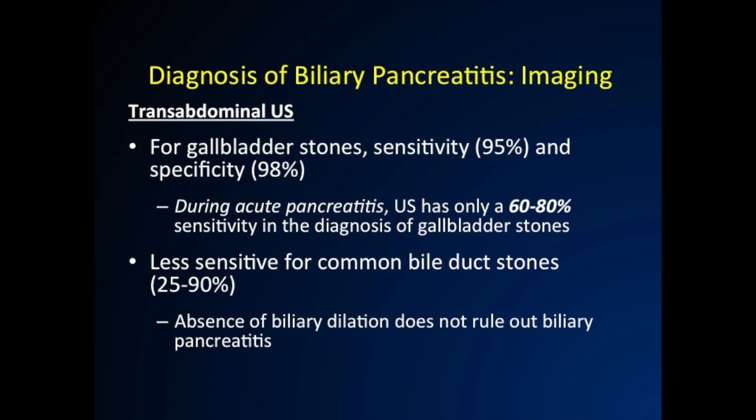The second is imaging. So transabdominal ultrasound is a great test in general for gallbladder stones because the gallbladder is typically more anterior in the abdomen compared to the pancreas and the common bile duct. So its performance characteristics for identifying stones is quite good. But as you know, you take a transducer and you shove it into someone's abdomen while they have acute pancreatitis, the patients aren't going to tolerate that.